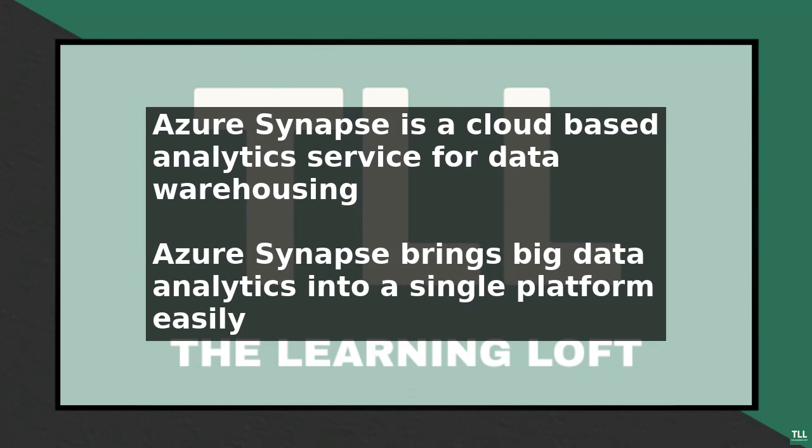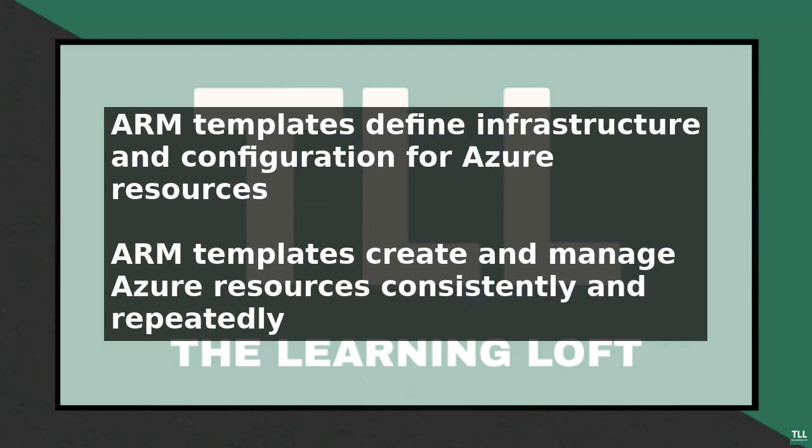Understanding the basics of ARM templates. ARM templates are JSON files that define the infrastructure and configuration for your Azure resources. They are used to create and manage Azure resources in a consistent and repeatable way. To use ARM templates with Azure Synapse, you need to have a basic understanding of JSON and ARM template syntax.